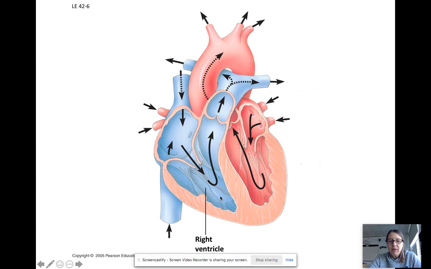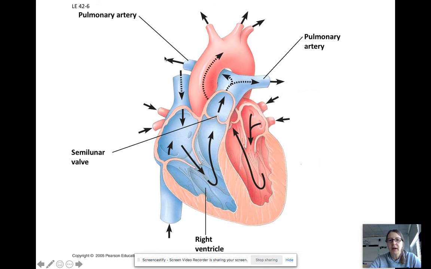All right, so starting with the right ventricle again, we're going to go from the right ventricle through the semilunar valve, okay? And these valves keep the blood from flowing backwards. So when the pressure is high here, it'll open, but once this relaxes and the pressure is lower here, that valve will close. So it keeps it going in one direction. Okay, so the right ventricle through the semilunar valve, out the pulmonary arteries.